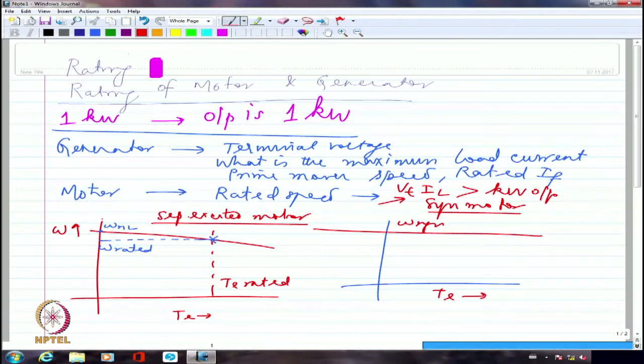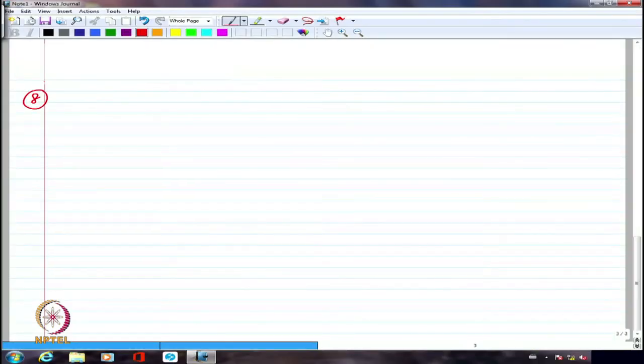If it is given, please do not assume friction and windage losses to be 0. Then you are essentially reducing your calculation. That's all. The problem statement says a 230 volts, 870 RPM, 100 ampere, separately excited DC motor.